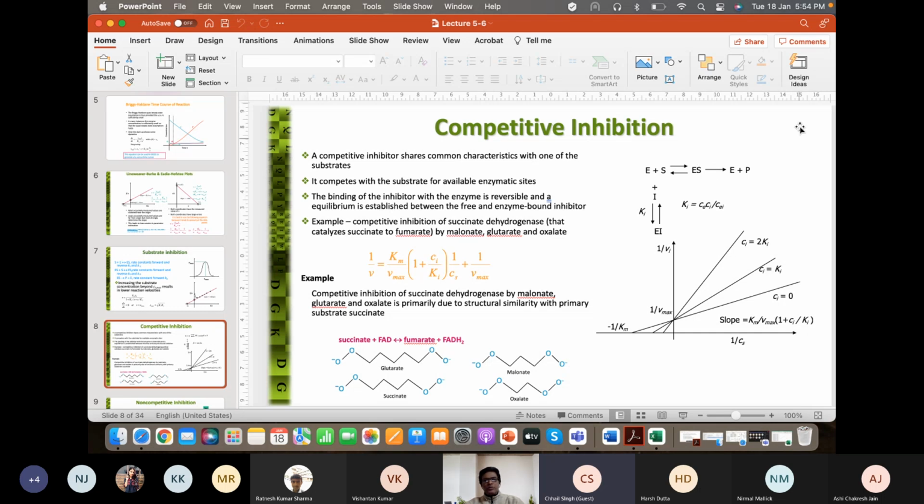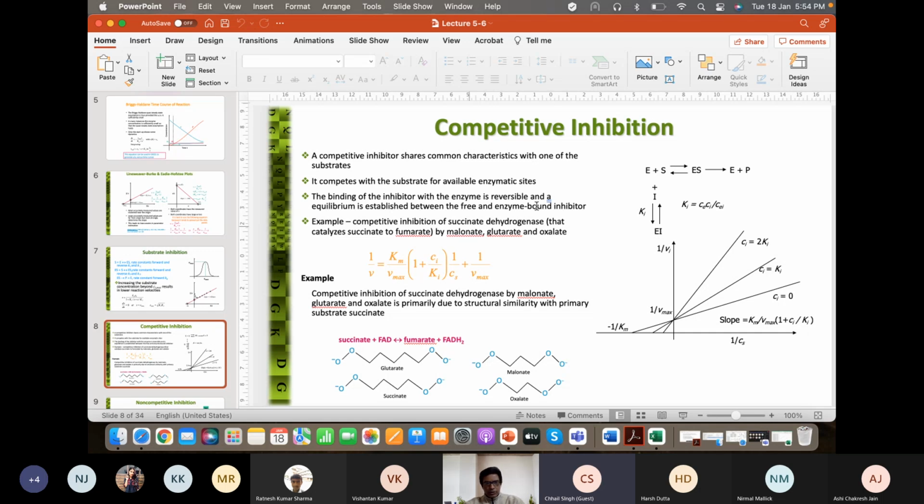Now, all you do is manipulate it in such a way that you eliminate ES, the complex, and you eliminate E, the free enzyme in the cell, and then you'll get the equation. So those are two main things that you have to keep in mind.